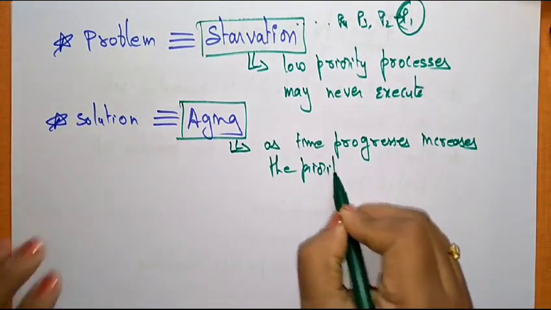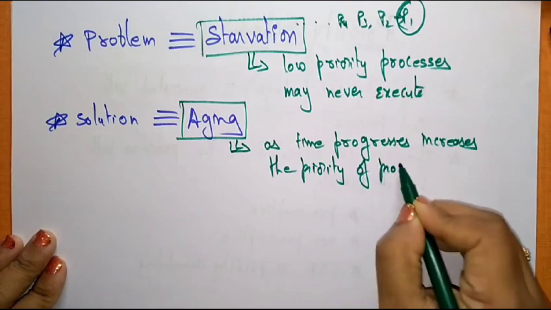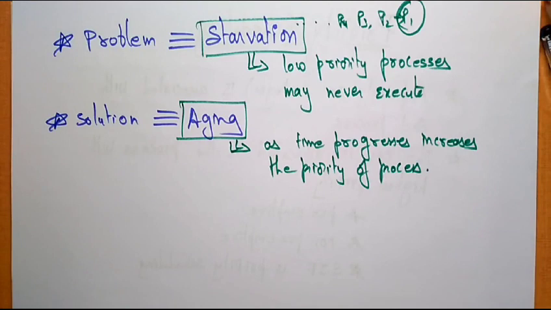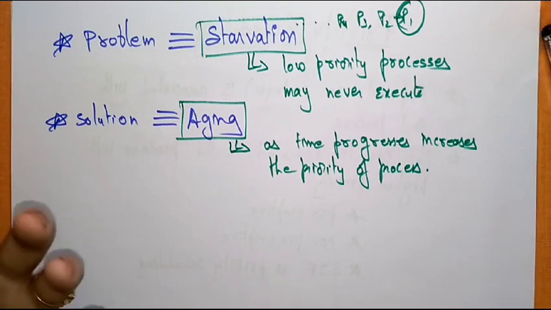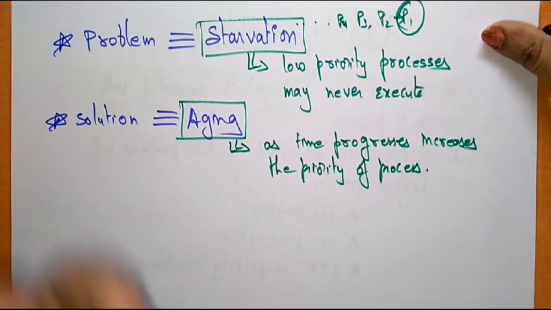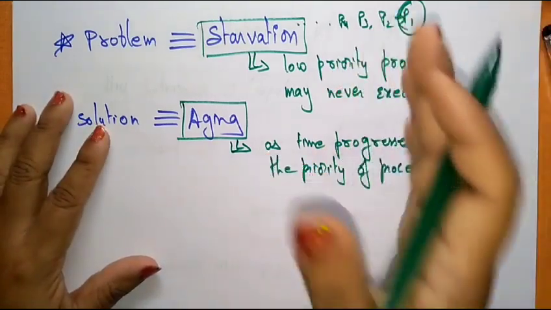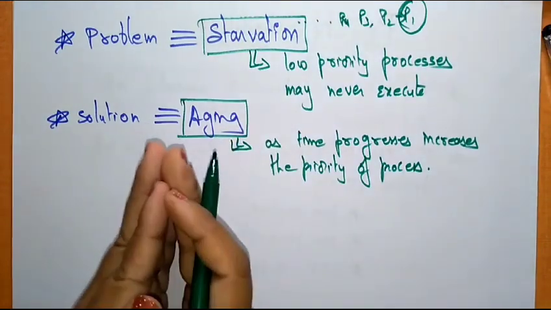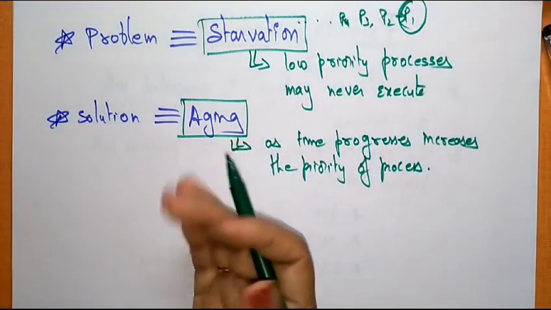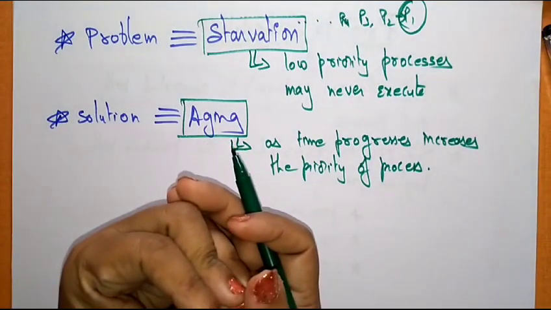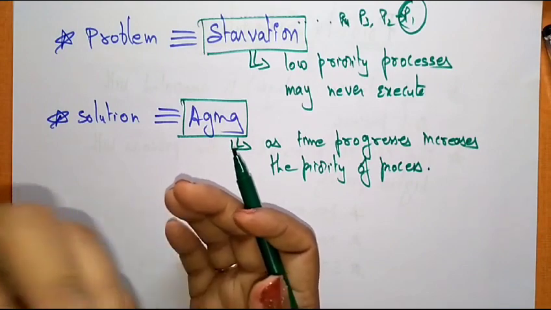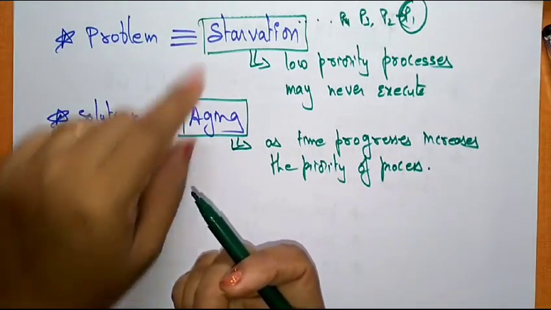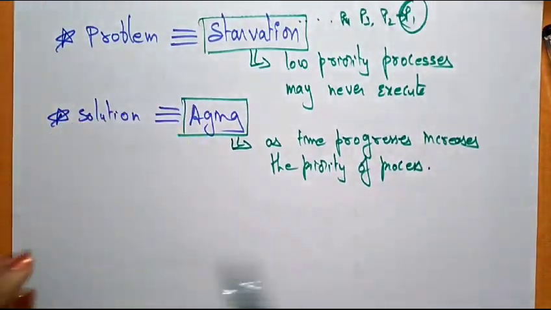So here you are assigning some time to each process according to the priorities. Suppose so there is a chance to execute the low priority process also. Whenever the time is over, the processor has to execute that process, even though you are getting a highest priority request. So that is aging. So that is a solution for starvation. The solution for starvation is aging.